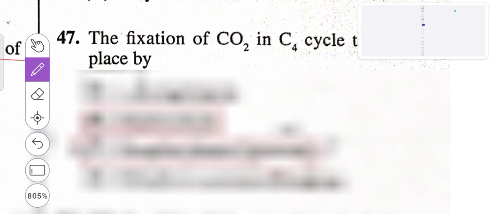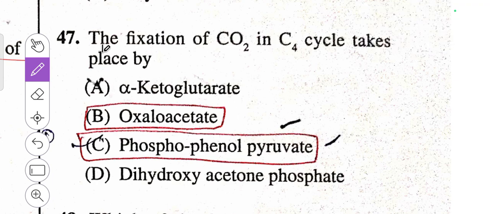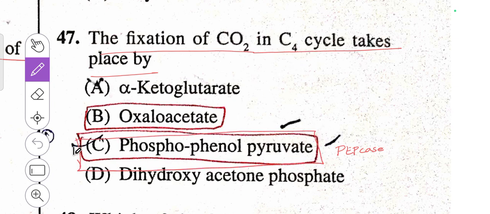Then 47th question. The fixation of CO2 in C4 cycle takes place by. The fixation of CO2 in C4 plants happens through PEP, the PEPcase enzyme. This PEPcase enzyme will fix the CO2 in case of C4 plants. So C is right here. Apart from that, there is another option, that is oxaloacetate. It can also fix the CO2 in case of the C4 plant.